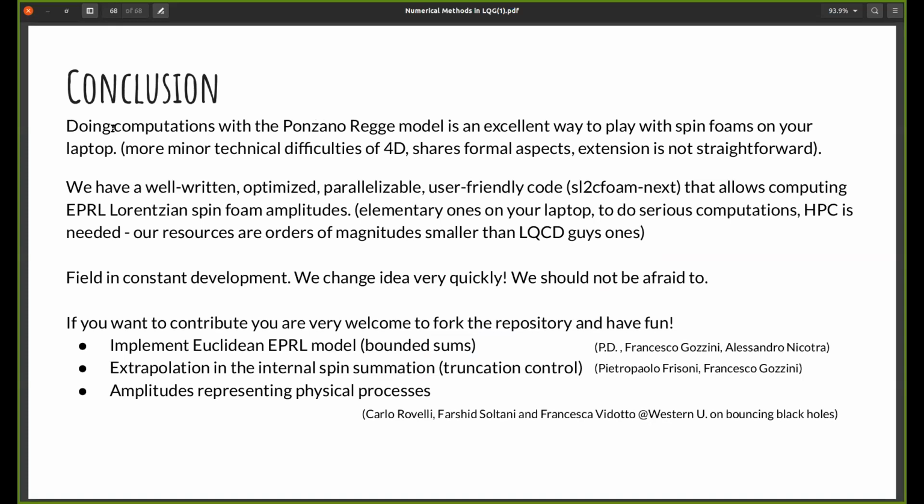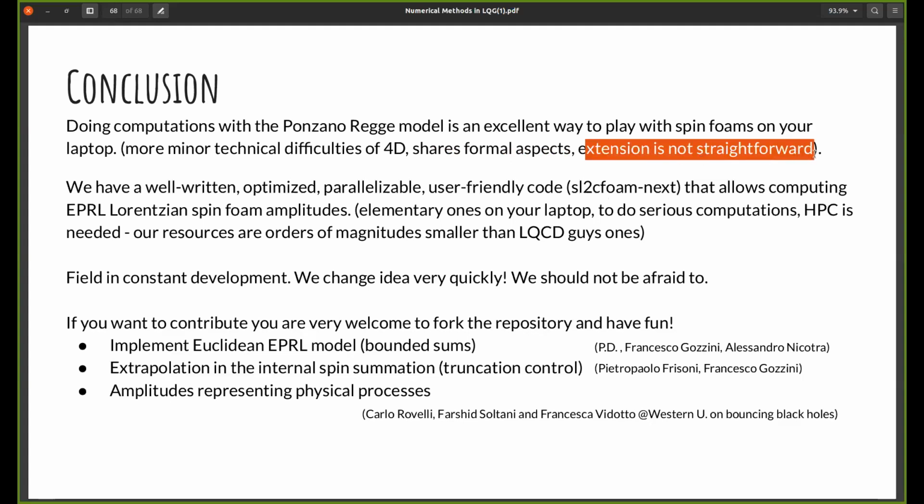First, doing the computation with the Consonant model is an excellent way to play around with spinforms on your laptop, meaning that you can do numerical computation on your laptop. You can play around with things, phases, 3 vertices, 4 vertices, 5 vertices. We did all such things. It's very easy. You can do it on your laptop. There are way fewer technical difficulties than for this, but it shares a lot of formal aspects.